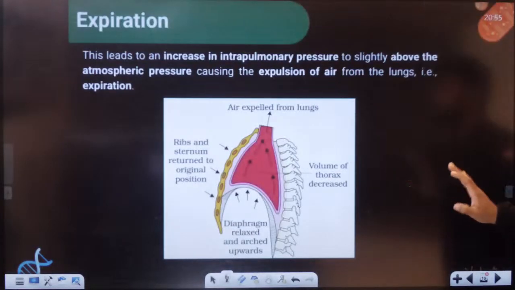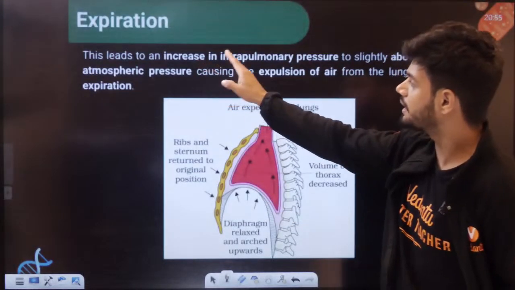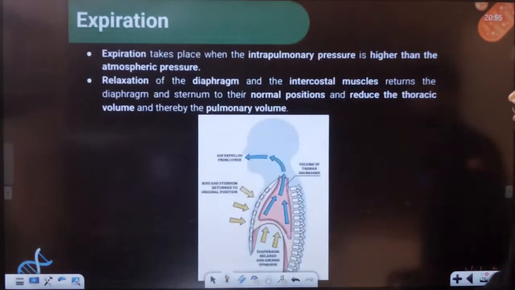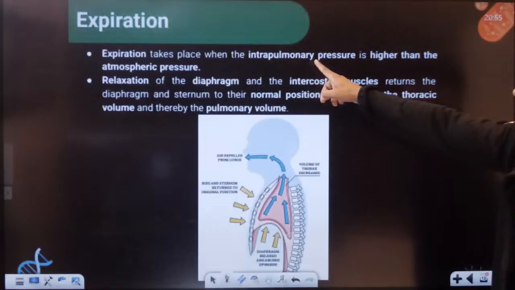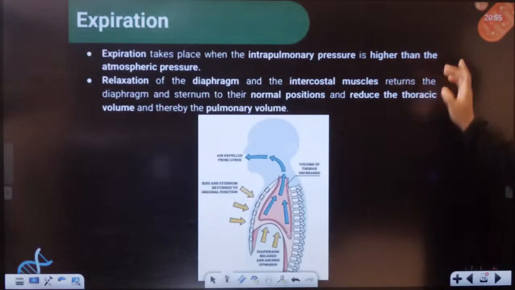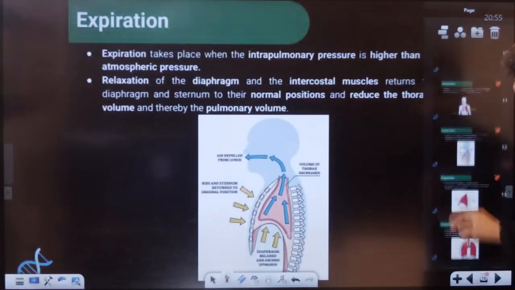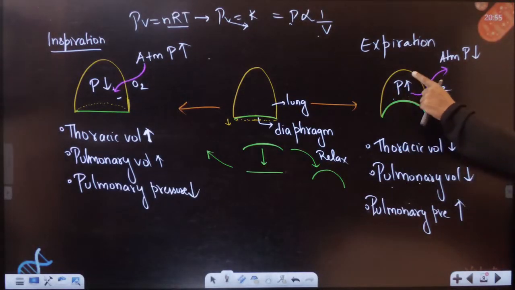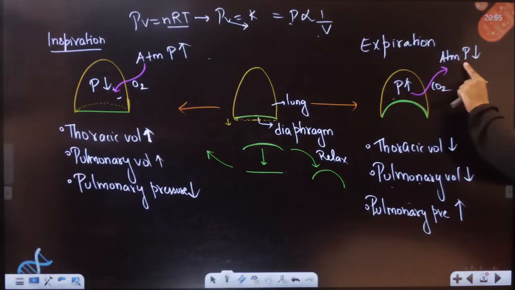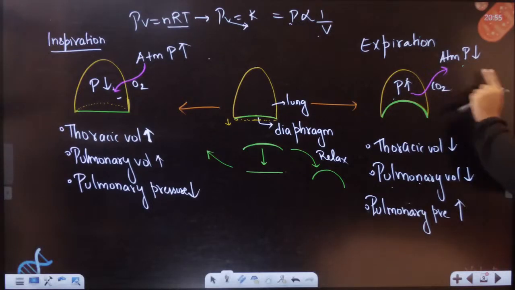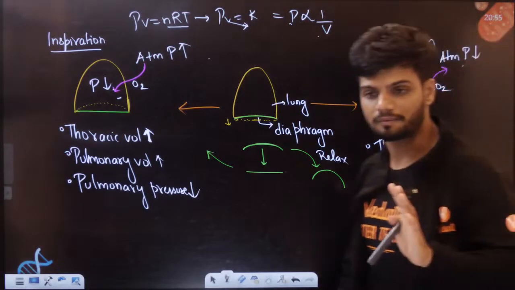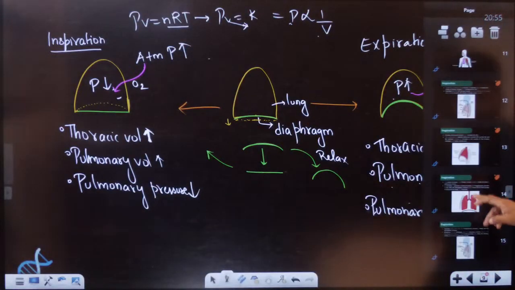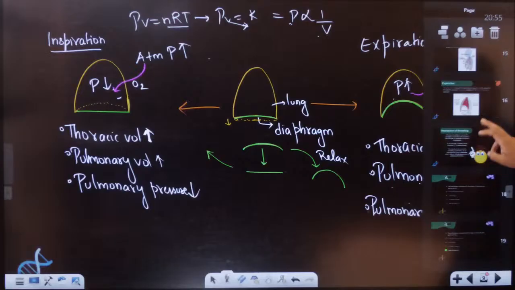Now what happens in expiration, students? This leads to an increase in intrapulmonary pressure. Expiration takes place when the intrapulmonary pressure is higher than the atmospheric pressure. What is the meaning of that? In expiration, the pressure inside the lung should always be high compared to the outside. Then only will expiration happen. Otherwise expiration will never happen, students.